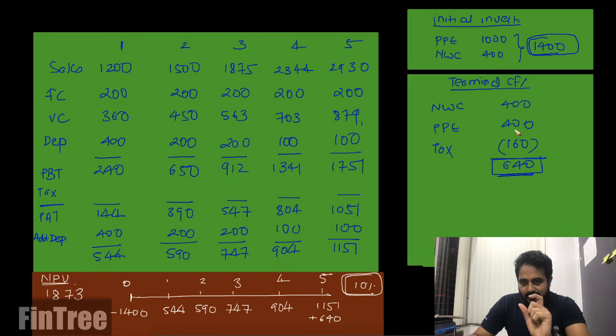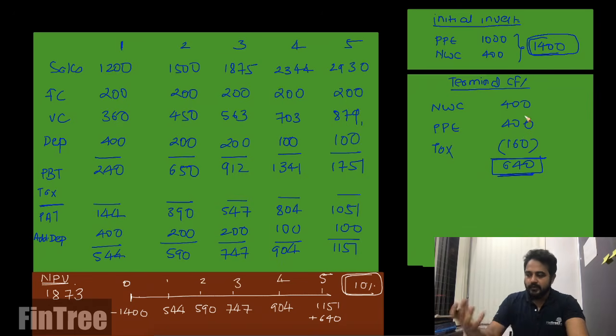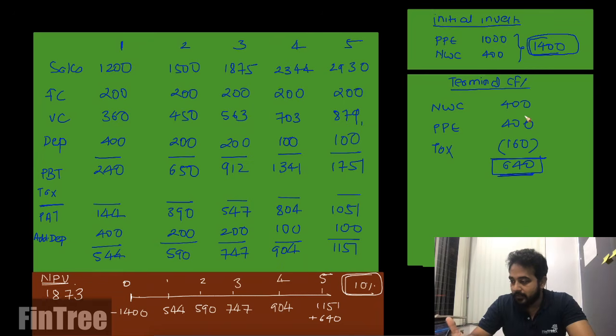So I'm trying to answer that. Your book value of PPE becomes 0 because you've charged the whole depreciation, but you sold it for 400. So 400 is your profit. So 400 comes in, but we have to pay tax on that at the rate of 40% because 400 is profit. So we pay tax of 160, and that's how we get the terminal cash flow.